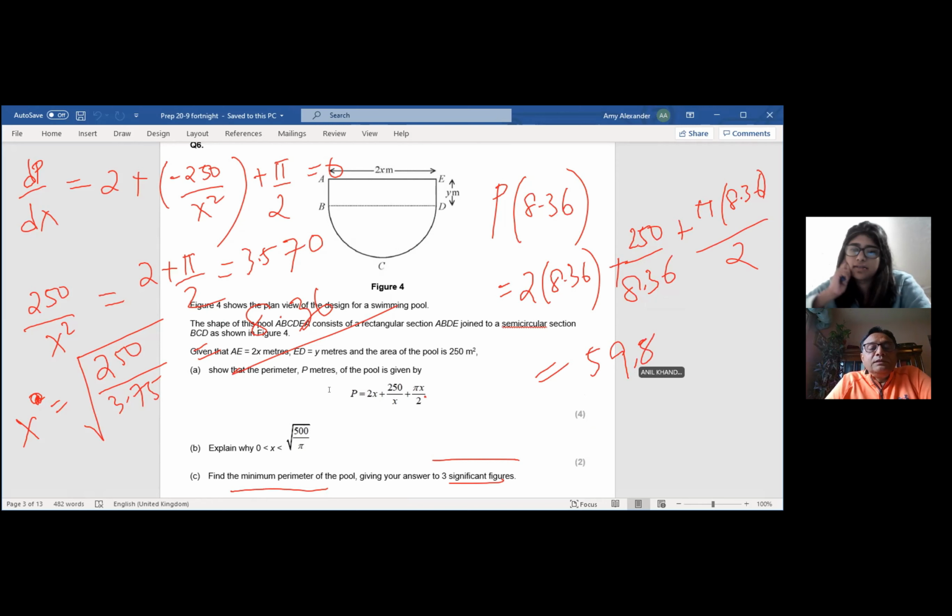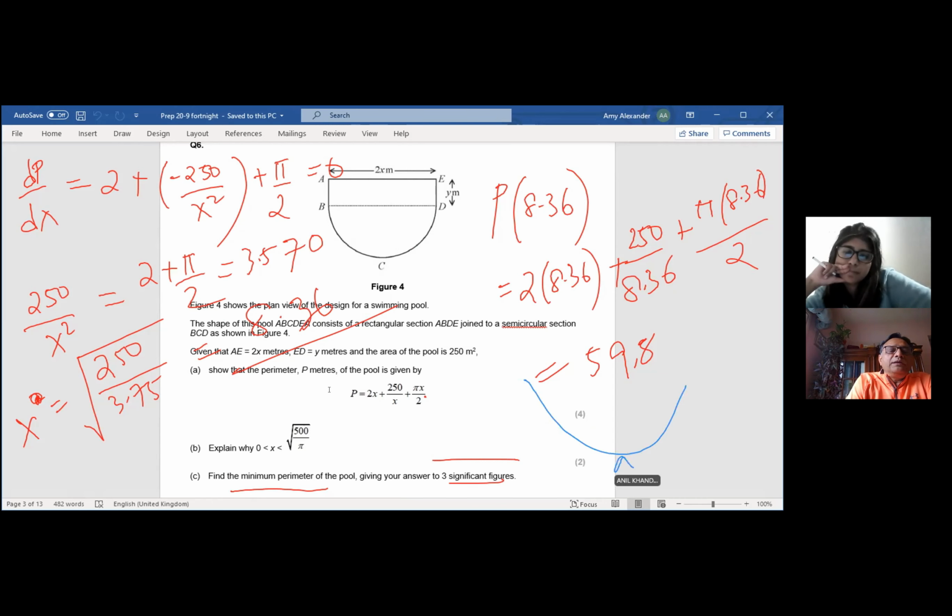Now, the idea here also is that you have to show that this is the minimum value. So you have to use the second derivative of the given expression. Where is your expression now? dp dx is this, correct? If you do the second derivative, we do minus and minus, it becomes positive, positive 500 over x cubed. So the curve is like this, so it is a minimum.